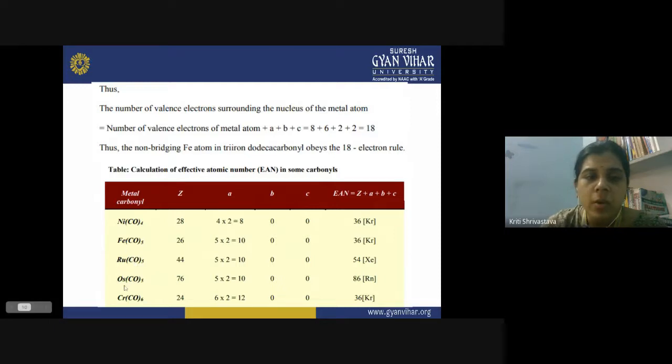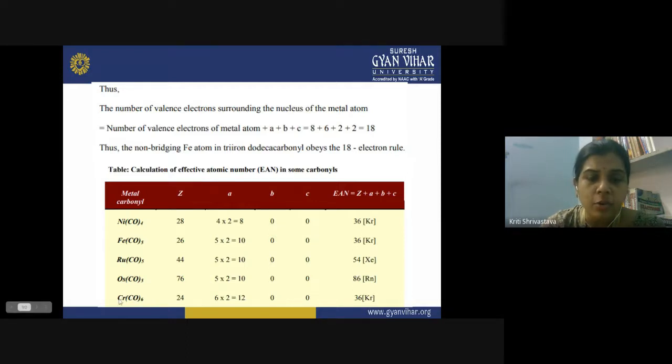Then Os(CO)5, so we have 76, that is the atomic number of osmium. Five terminal carbonyls are present, donating 10 electrons. A total of 86 is coming, and this 86 is equal to the atomic number of radon. Radon is again a noble gas present in the same period in which osmium is present. So again you can say that this metal carbonyl is following the effective atomic number rule.